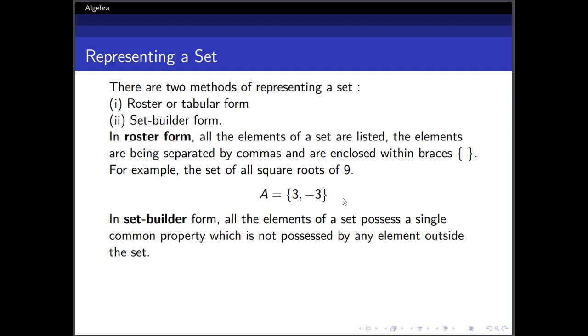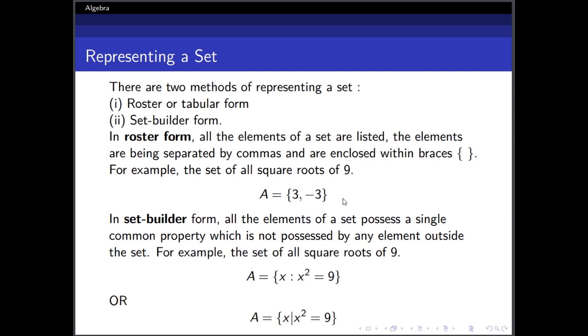But in set builder form, all the elements of a set possess a single common property, and this same set we can express this way. The set of all square roots of 9, in set builder form, we can write A is equal to {x such that x squared is equal to 9}. Sometimes, instead of a colon, we can use a vertical line to separate the element and its property.